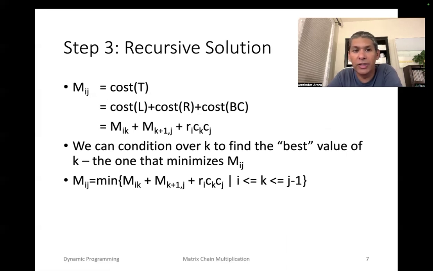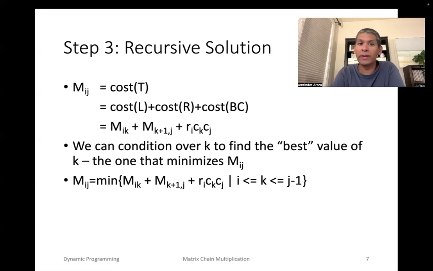Using this notation, we say that Mij is the cost of multiplying, using the same example as in the proof by contradiction, the tree, the left-hand side, the right-hand side, multiplying the 2 matrices that emerge from the left subtree and the right subtree. So we would write it as the cost of the left subtree plus the cost of the right subtree plus the cost of multiplying those 2 matrices, which can be recursively written as Mik plus Mk+1,j plus the cost of multiplying those 2 matrices, which is simply Ri, Ck, Cj. Okay.